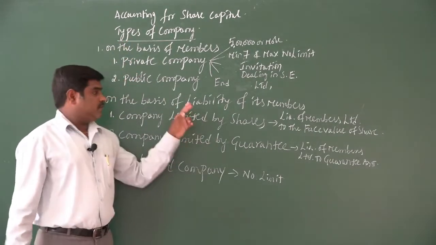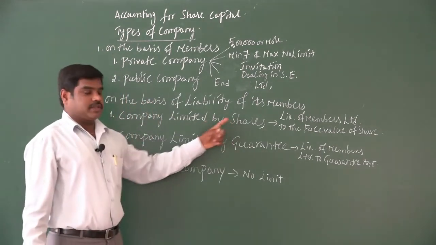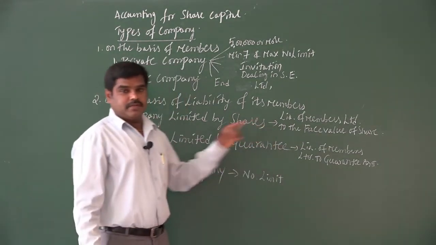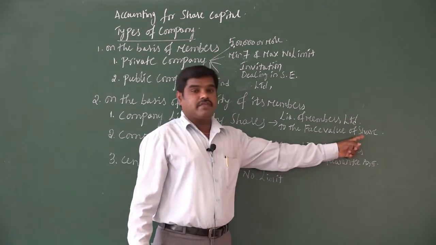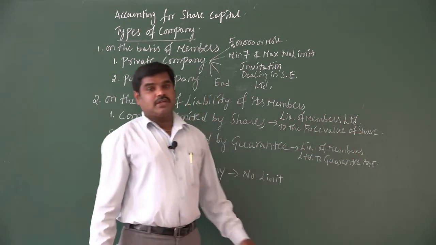Next, on the basis of liability of members, it's divided into 3: company limited by shares, company limited by guarantee, and unlimited company. Company limited by shares. What is a company limited by shares? In such a company, the liability of a member is limited to the face value of the share.